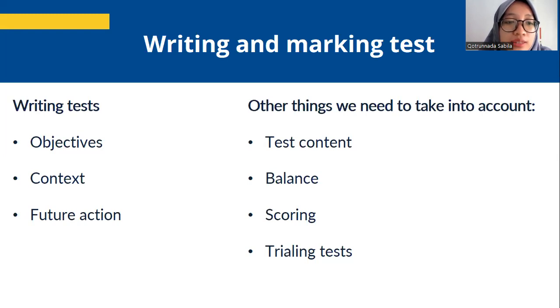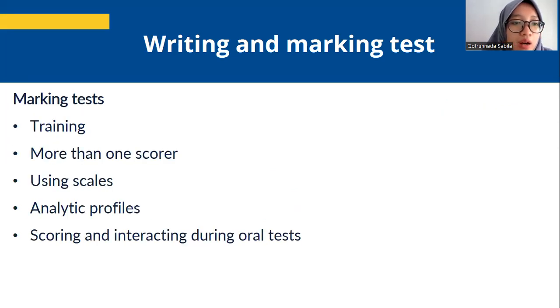And then trialing tests. This is especially important if the students' grades are going to be recorded or if the scores are going to count towards their final grades. And then marking tests. There are a number of ways of making the scoring more reliable. First is training. Scorers can be trained to grade candidates' work effectively, and that means more than one scorer. Reliability can be greatly enhanced by having more than one scorer.